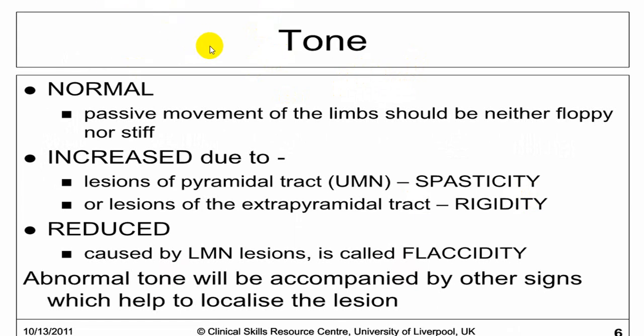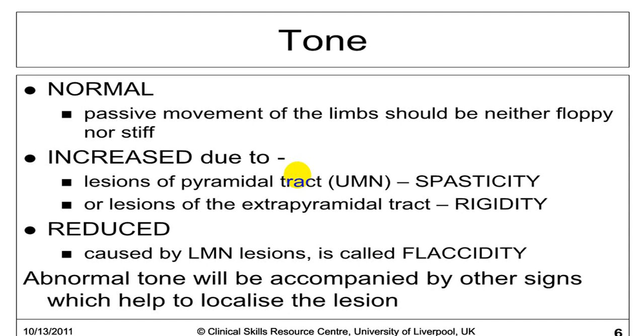The tone will be increased. In upper motor neuron lesions, the word utilized is spasticity, and when it is extrapyramidal, the word utilized is rigidity. In upper motor neuron, it is increased in one group of muscle. So in that particular direction, you will get resistance, and that's why it is called spasticity. While in case of extrapyramidal, all muscles are involved. So you will have it in all directions, flexion, extension, etc. And that is called rigidity.